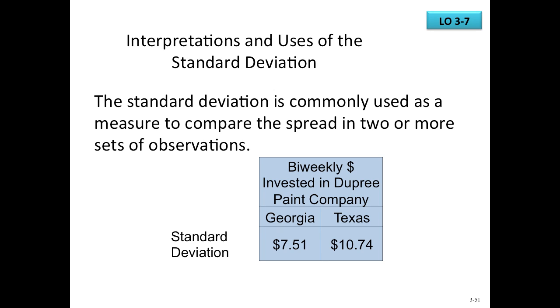So the standard deviation is commonly used as a measure to compare the spread in 2 or more sets of observations. So biweekly dollars invested in Dupree Paint Company in Georgia and Texas. So you can say that Georgia, because it has a lower standard deviation, most of the people are investing around the same amount, around the mean amount. Whereas in Texas, there's more of a spread. There's more variability in this set of observations.